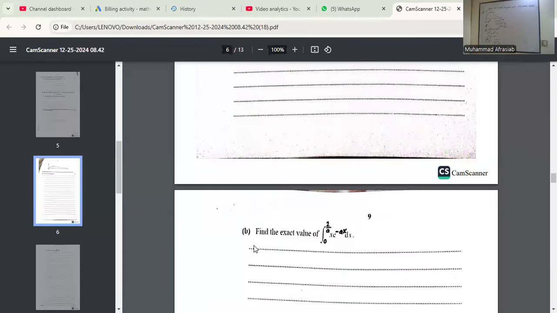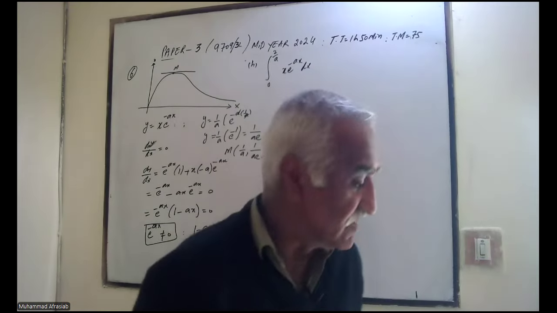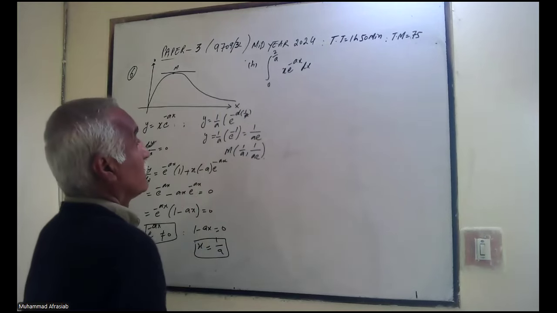Next part is to find the exact value of the integral from 0 to 2 over a of x into e power minus a x into dx. This is the integration of a product, so the product rule applies here.